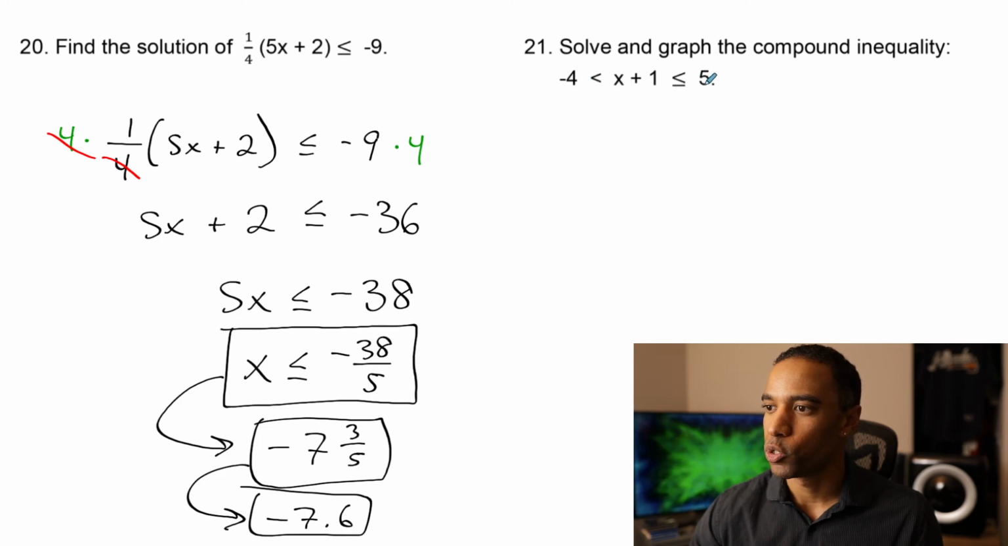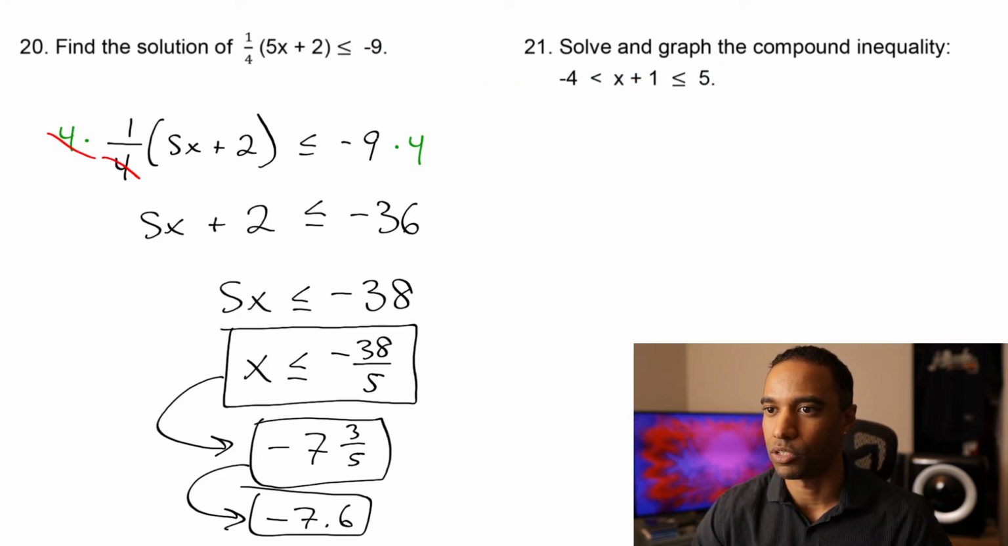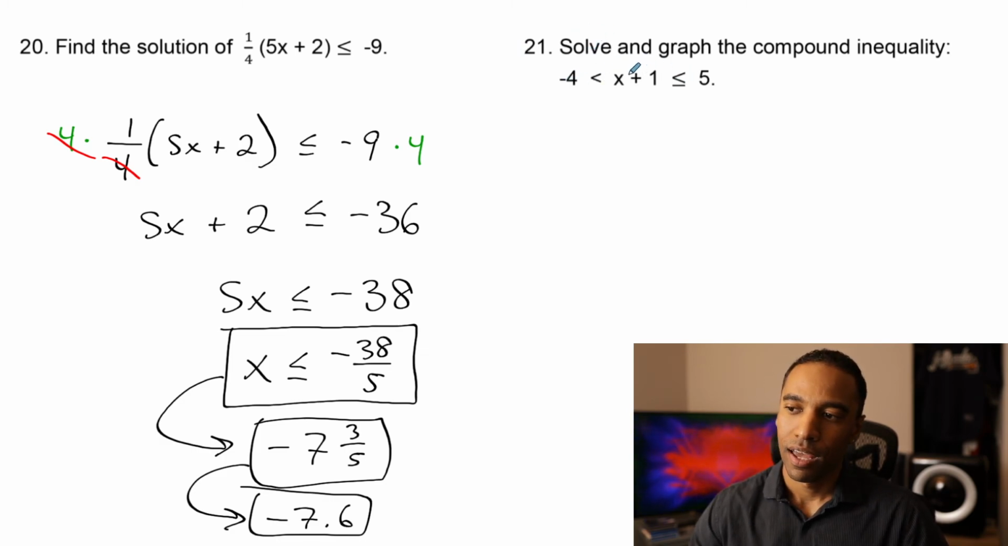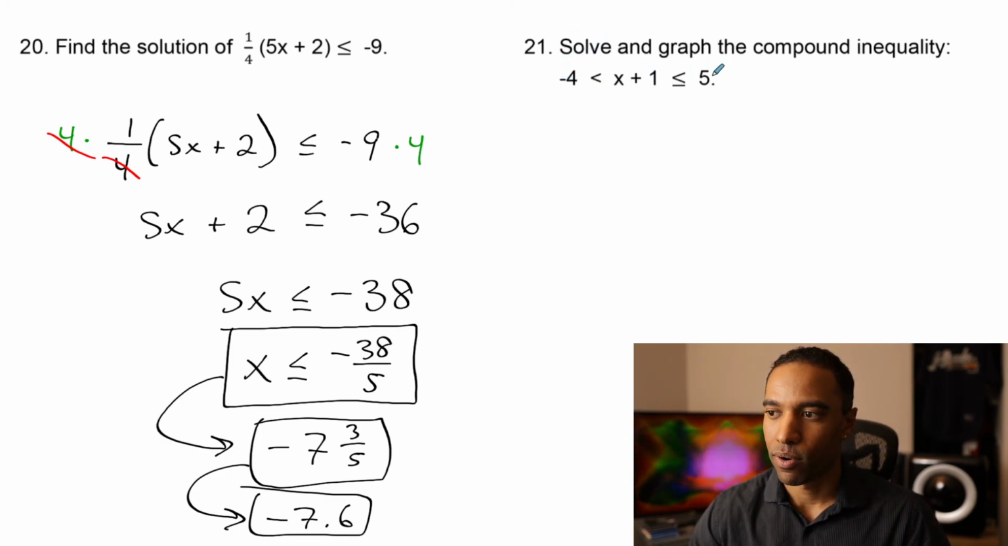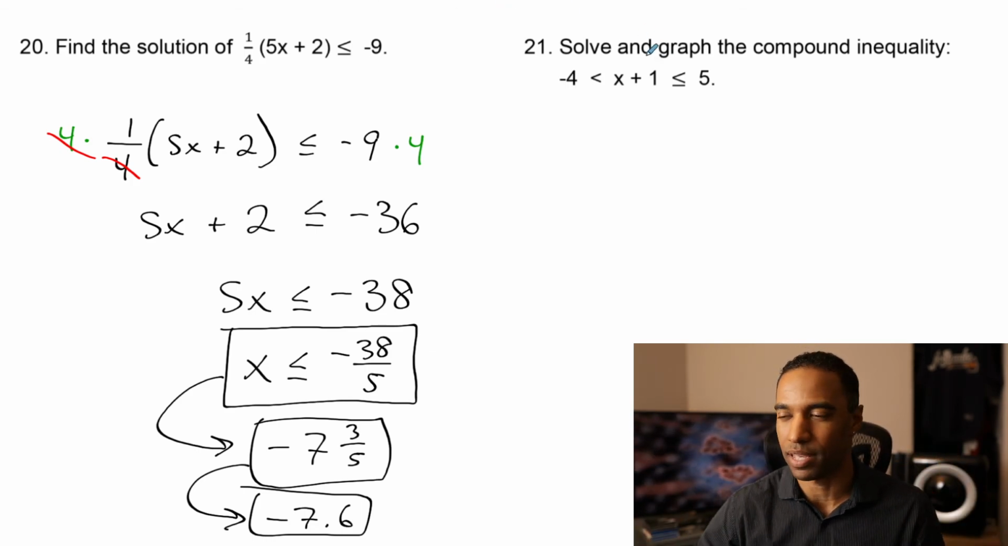All right, last one, number 21. Solve and graph the compound inequality. How unfortunate I don't have a number line. I'll do that at the end. I have x plus 1 in the middle, -4 on the left, and 5 on the right. I want to get x by itself on all sides of this compound inequality.